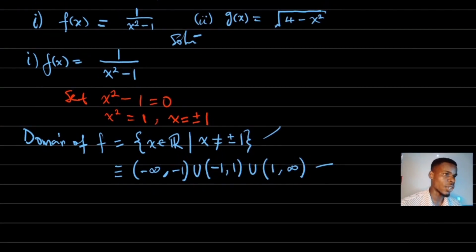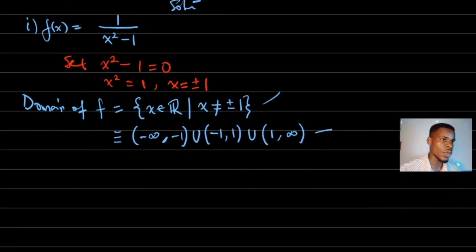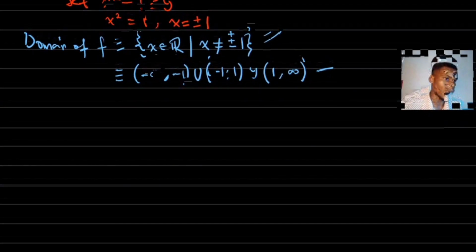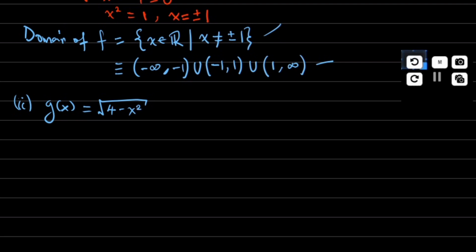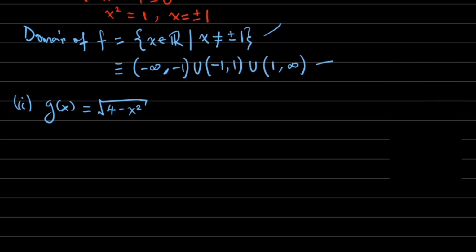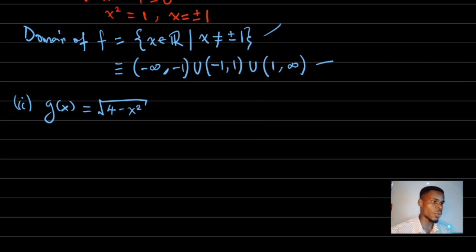For the second one, we have g of x equals the square root of 4 minus x squared. So let me put it down here. We have the second function, g of x is equal to the square root of 4 minus x squared. Good. So we want to find every possible input of that function. So let's see what we can do.